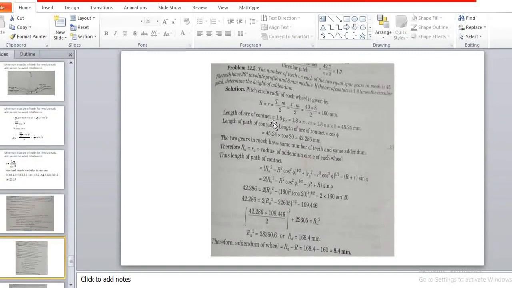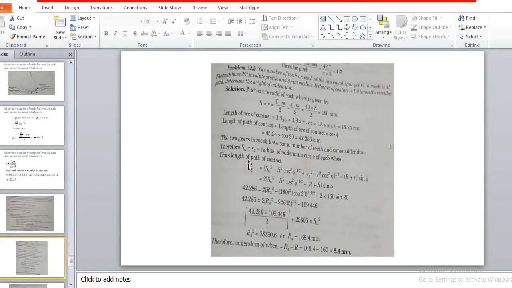Now the length of arc of contact is given as 1.8 times the circular pitch. The circular pitch Pc is equal to pi m. So put in all the values of pi and m, and you will get the length of arc of contact. Again, the length of arc of contact is equal to the path of contact divided by cos phi, so the length of path of contact is equal to the length of arc of contact into cos phi. So 14.24 into cos 20 gives this much value.